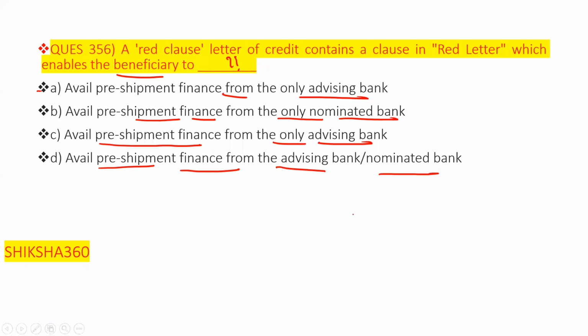So what is the correct answer here? A red clause letter of credit contains a clause in red letters which enables the beneficiary to avail pre-shipment finance. Option number D is the correct answer, that is avail pre-shipment finance from the advising bank or the nominated bank.